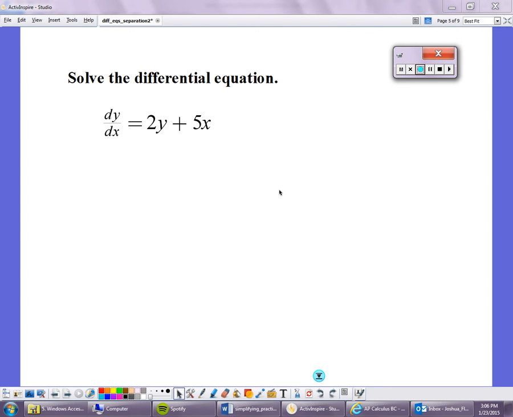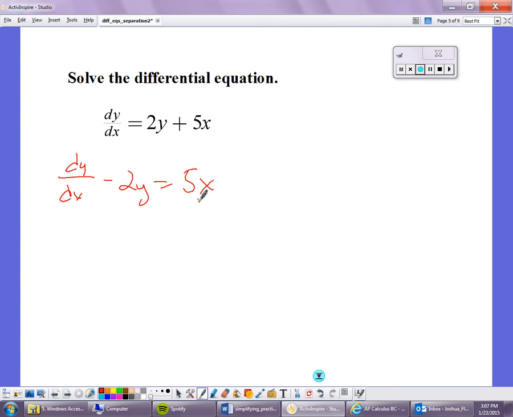All right, I want to talk a little bit about which equations we can use the separation technique on. Here's an example of a differential equation again: dy/dx equals 2y plus 5x. So what can we do with this? Well, we want to get all the y stuff on one side and all the x stuff on the other side. So maybe we start by getting rid of the 2y. So we get dy/dx minus 2y equals 5x.